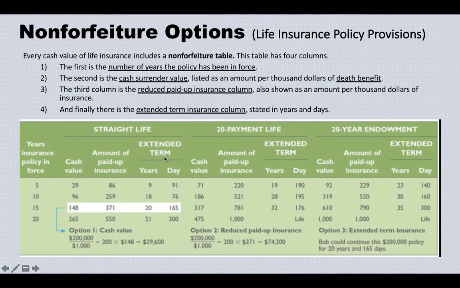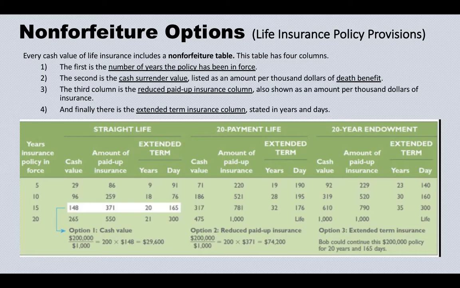So basically, you can see here we only look at the straight life. Then here says this is the cash value, then the amount of paid up insurance. Then extended term, they have a year and the days. So for example, you have a $200,000 death benefit policy here.